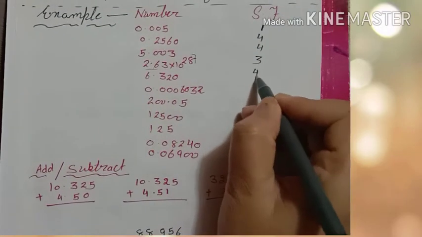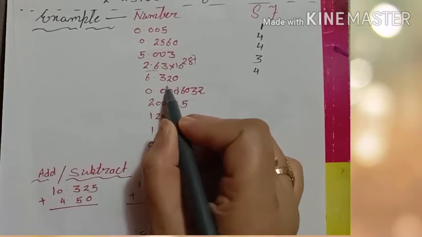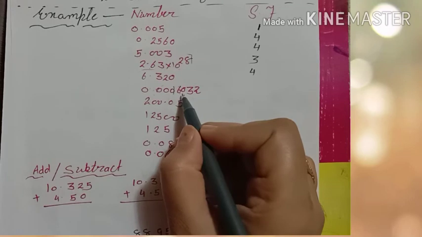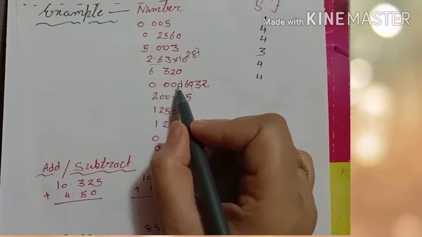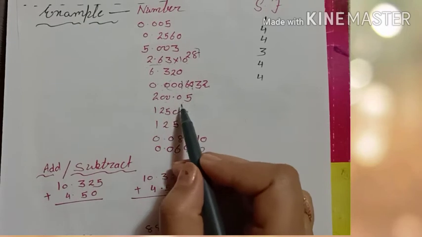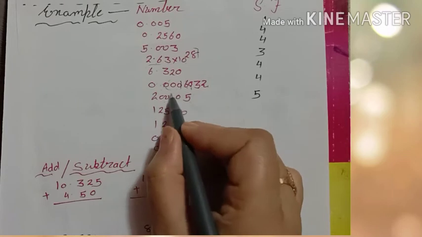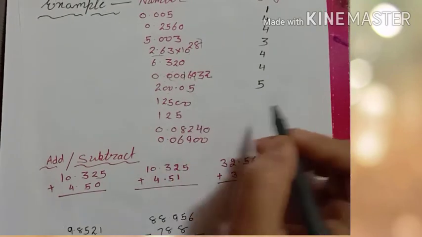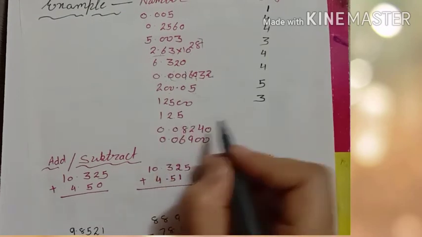6.320: 4. 0.0006032: all three zeros at the start are non-significant, so the significant figures are only 6032, which is 4. 200.05: here the significant figures are 5, because all three zeros come between non-zero numbers. For 1200 with 5, the significant figures are 1, 2 and 5 only, so the answer is 3.